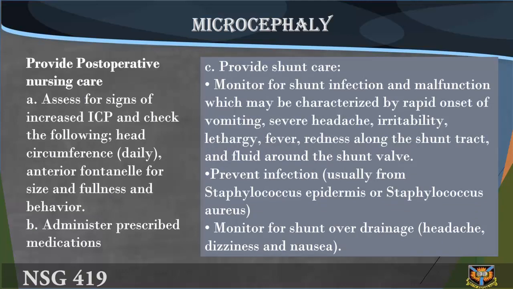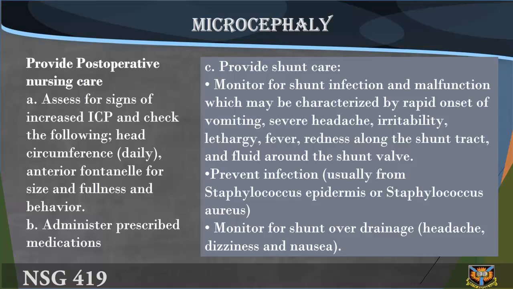Provide post-operative nursing care. Assess for signs of increased ICP and check the following: head circumference daily, anterior fontanelle for size and fullness, and behavior. Administer prescribed medications which may include antibiotics to prevent infection and analgesics for pain. Provide shunt care. Monitor for shunt infection and malfunction which may be characterized by rapid onset of vomiting, severe headache, irritability, lethargy, fever, redness along the shunt tract, and fluid around the shunt valve.